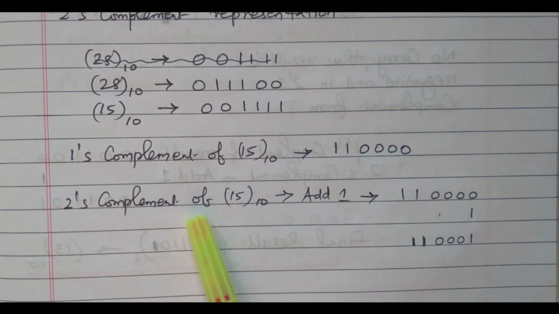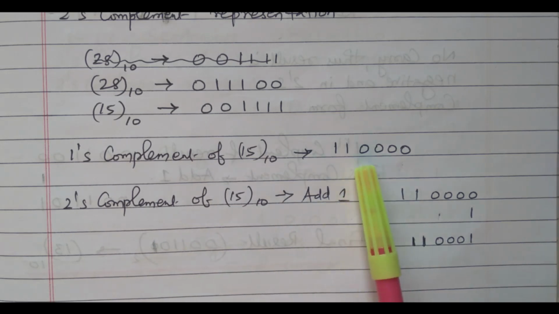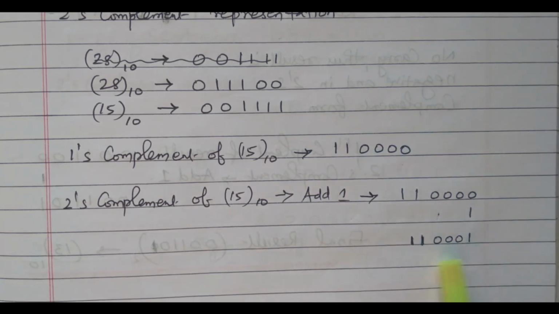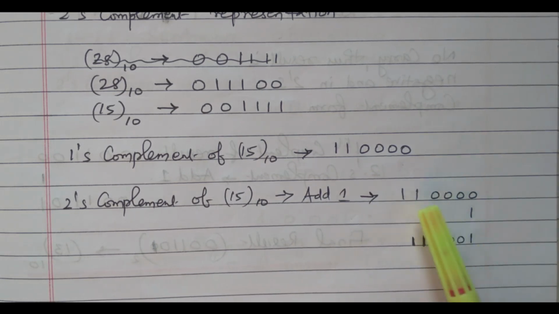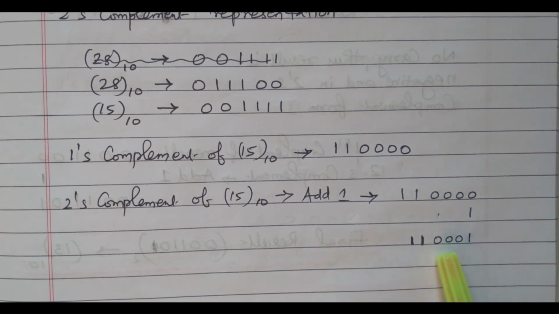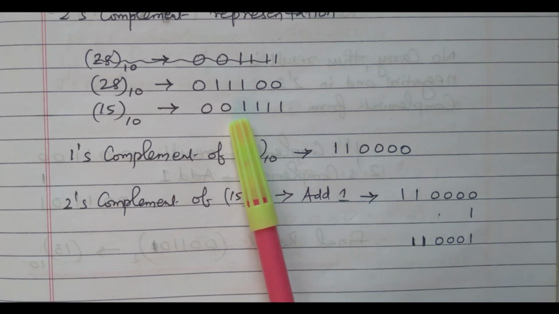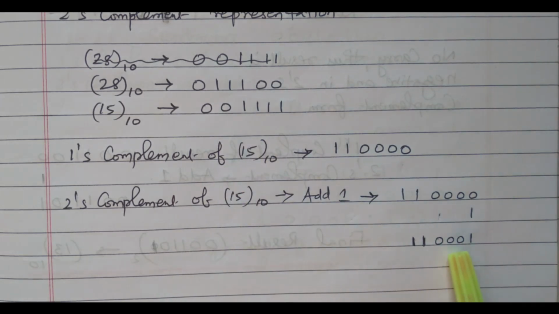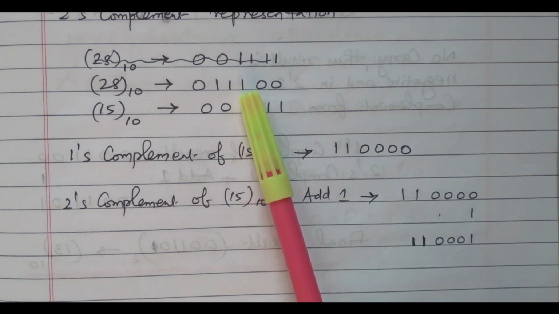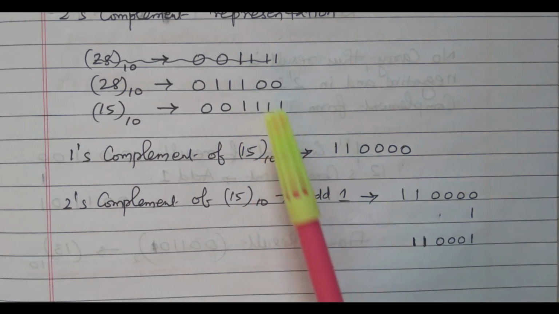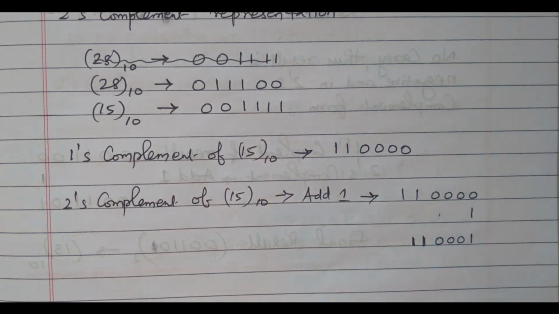How to get the 2's complement? We need to add 1. By adding 1 to this, we will get the 2's complement. So, 0 plus 1 is 1, and the other 3 zeros and 2 ones are available. So, 110001. This is the 2's complement of the second number 15. Now, what we need to do is add this 2's complement of the second number with the first number. That is the process. Now, we will see the addition of the first number and the 2's complement of the second number.